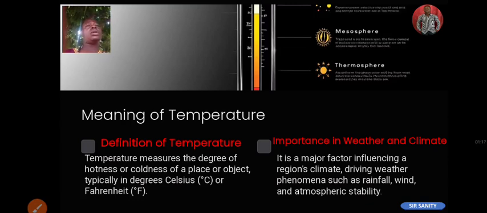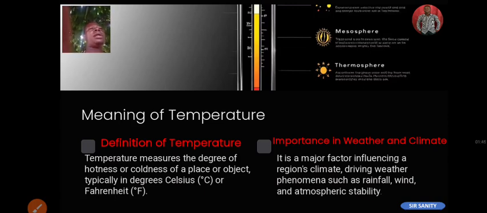Now, we know that from the atmosphere level, say from the troposphere, then the stratosphere, thermosphere, and the rest, the higher you go up, the cooler it becomes. So what causes that? Let's look at the reason that leads to that. Temperature measures the degree of hotness or coolness of a place, subject or object. Typically, we measure it in degrees Celsius.